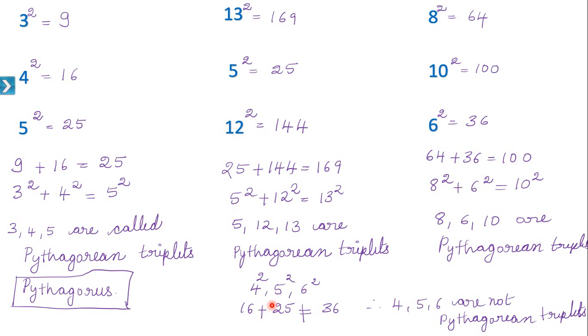So, how to find the Pythagorean triplets? How to remember the Pythagorean triplets? See, here is a formula. For any natural number m greater than 1, here m is a number greater than 1, that is, you can take the value of m as 2, 3, 4, 5, 6, 7, you can take any number greater than 1.